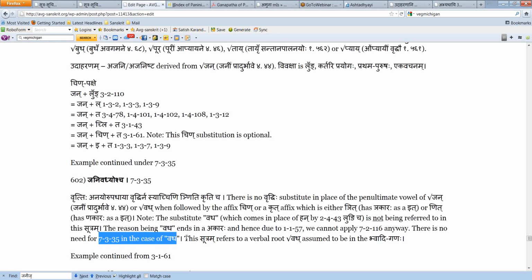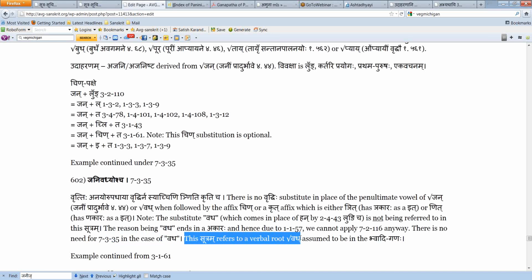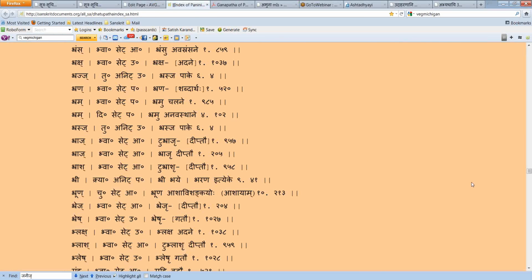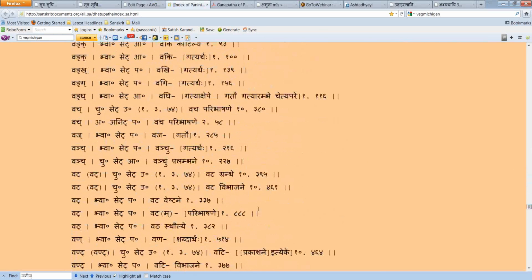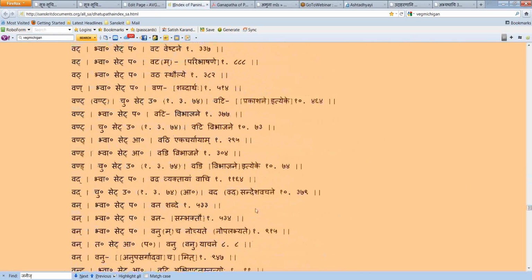So this sutram must be referring to verbal root vada, which is by default assumed to be in the bhadiganaha. So this is like a jnapakam almost, that there is a vada which requires this sutram. But if you look at the Dhatupatha index, if you look at it over here, see vada and then vana, there is no vada dhatu in the dhatu part as such.